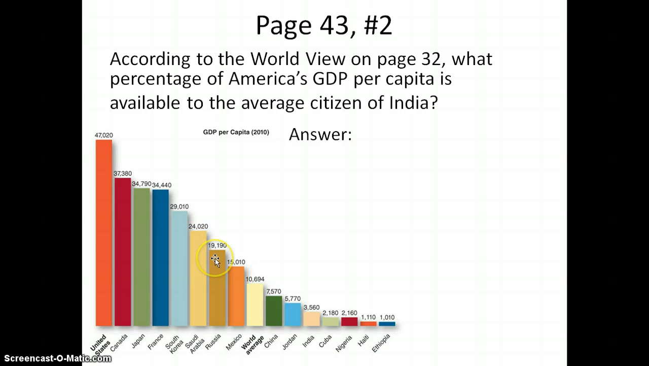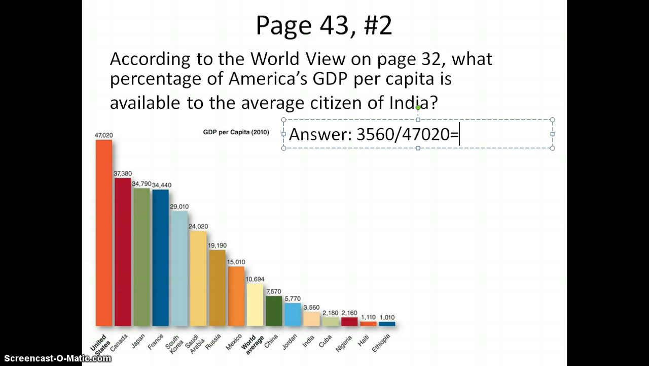So we see the average person in India has about $3,560. All of these have been converted to dollars, which is good, so we can compare them. And then the United States has around $47,020 per person. Okay. So we want to know, relative to the United States, what fraction India has. So that means we're going to divide. And we divide by putting India on top and America on the bottom.